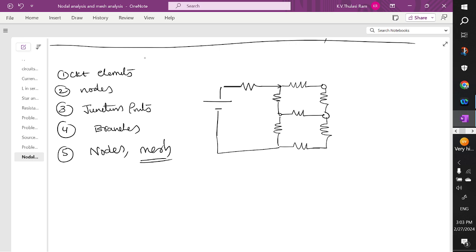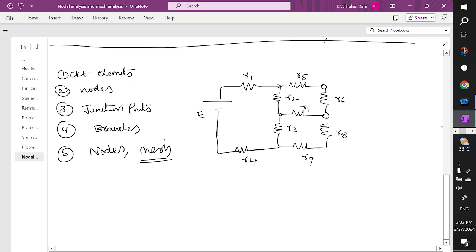this is the network given to us. This is with EMF E1, the resistance value is R1, R2, and R3, and here you have one more resistor, this is R4, and here we have R5, R6, R7, R8, and R9. So these are the things given to us. Let's try to identify step by step.